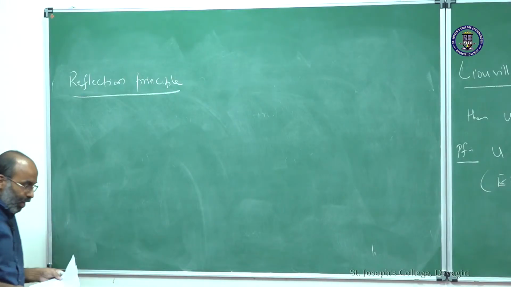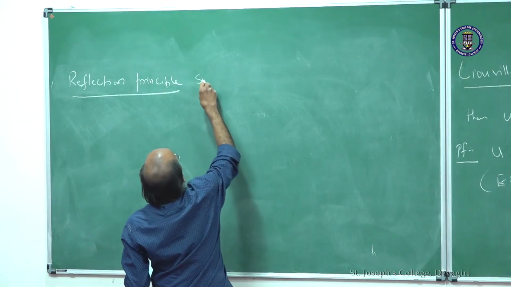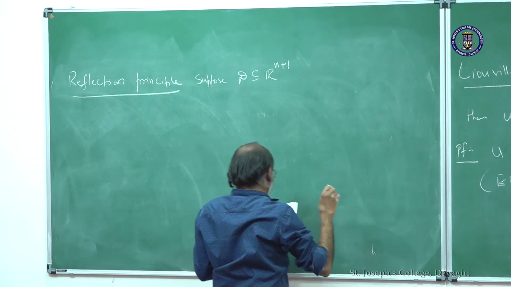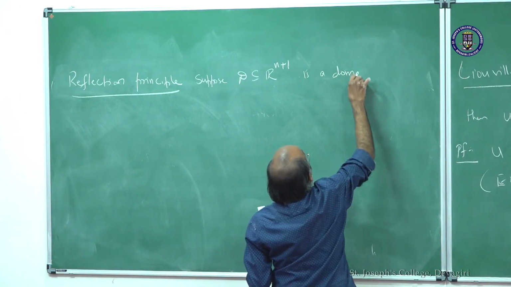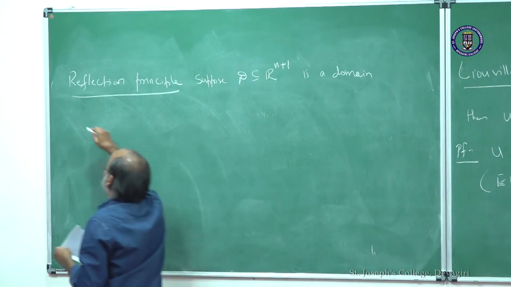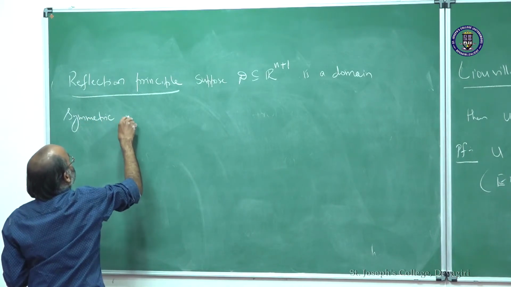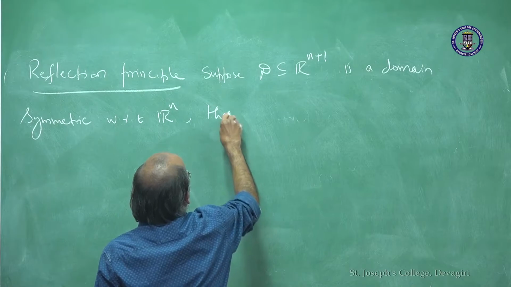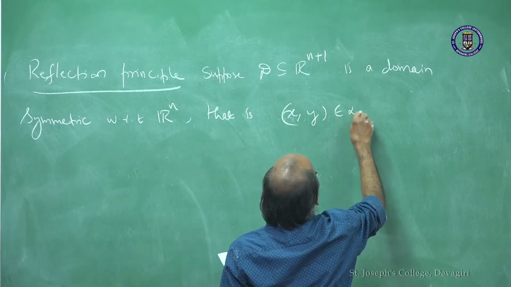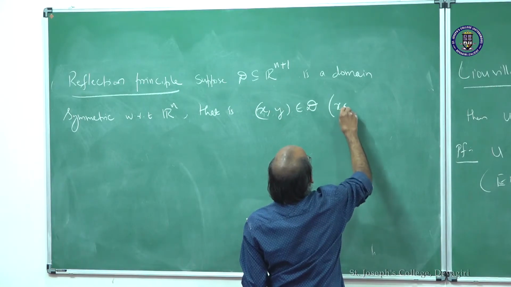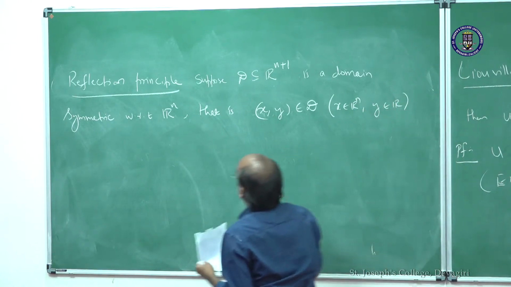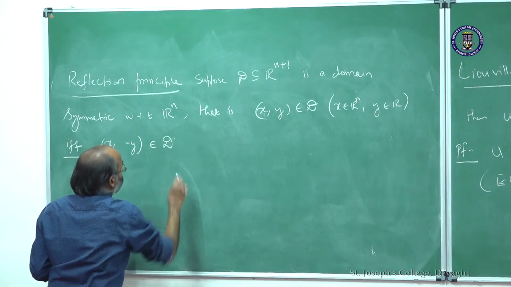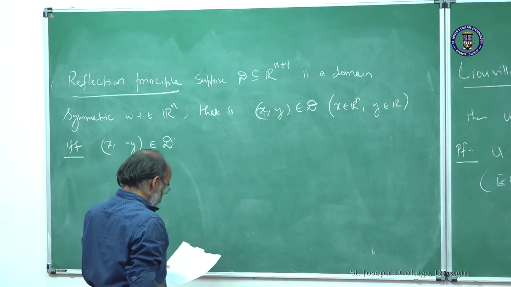Reflection principle is again something which you have seen in complex analysis. So, suppose D, I'll write down, this is a slightly long statement, D in R^(n+1) is a domain symmetric with respect to R^n. What does that mean? That is, (x, y) is in D, where x is in R^n and y is in R, if and only if (x, -y) is in D. Okay, symmetric with respect to R^n.